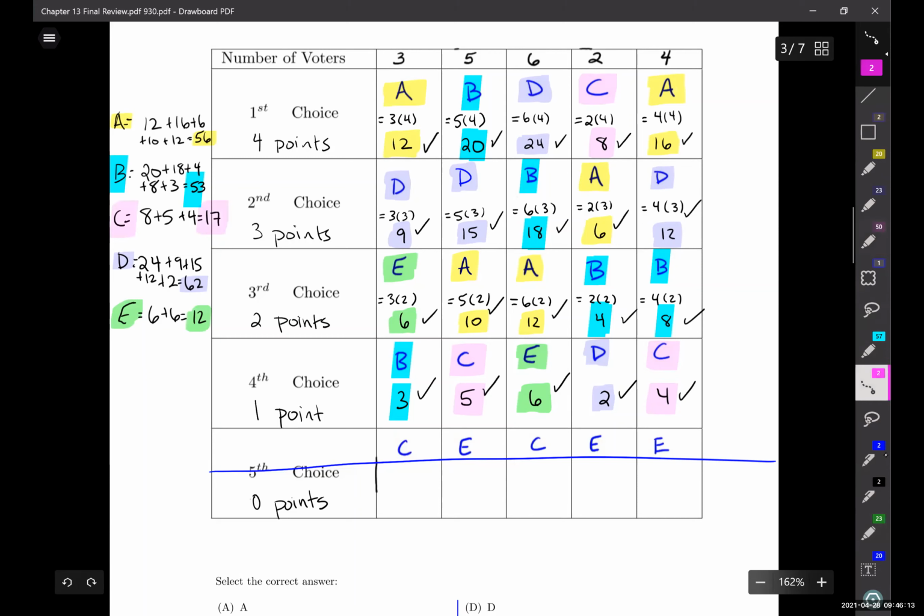Do you all agree? Does this match y'all's calculations? A had 56 votes, B had 53, C had 17, D had 62, E had 12. Okay, so if that's the case, the highest number of votes wins. So we see in our case, D is the Borda winner.